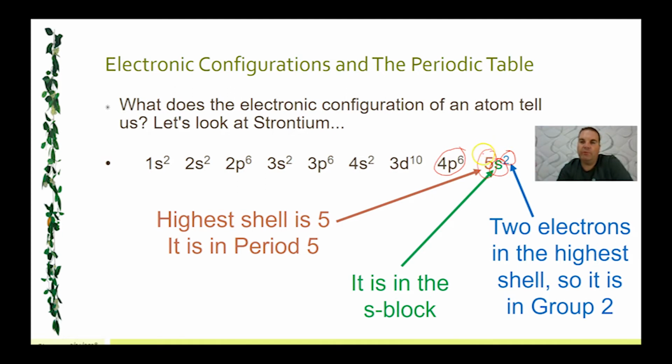Again, if we didn't have this, but we had this here, we'd have a look at this one, 6 and 2 together in the high shell, so it'd be in group 8. So that would be the noble gas in that group.